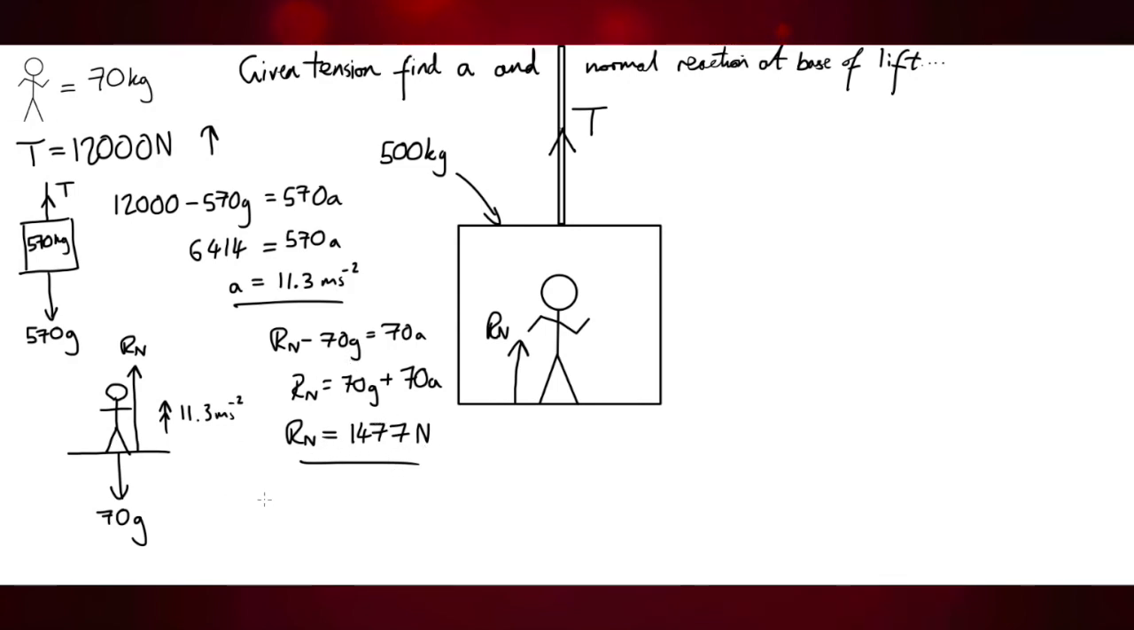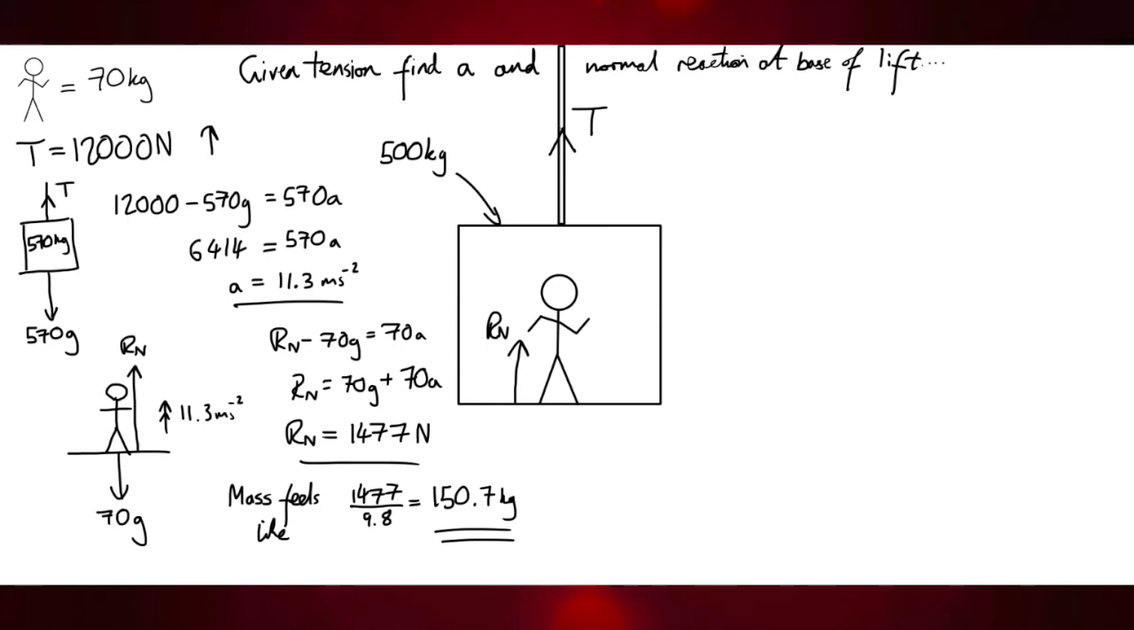That's all good and well, but what does that actually mean that this person's going to feel like? Well, we can work out an effective mass. We can say that their mass feels like 1477 divided by 9.8. Usually they have a mass of 70, and that's what they're used to. But in this, their effective mass, or what they feel like, is 150.7 kilograms. So you could say it feels like they're just over twice their normal mass.